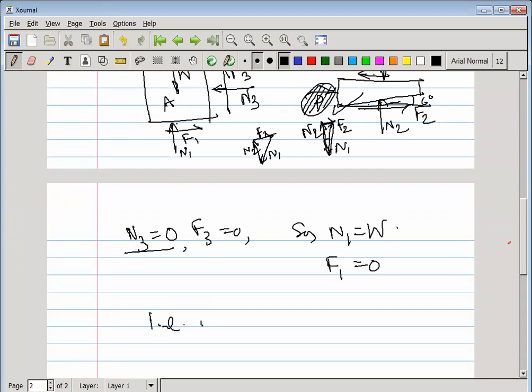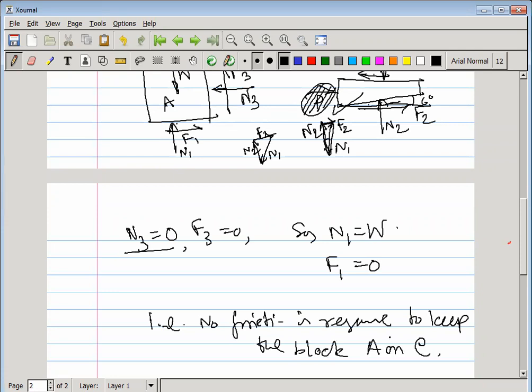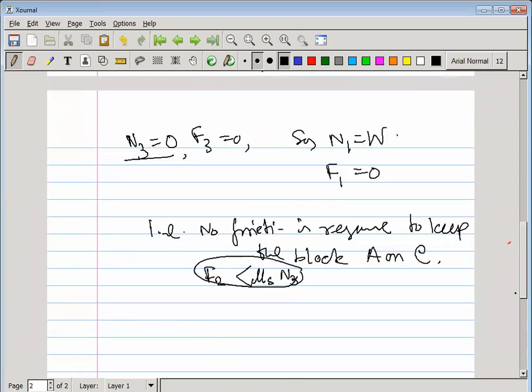That is, no friction is required to keep the block A on C. Okay, this is the A block and this is the C block. There is no requirement of any friction. It means F2 is less than the static friction. Okay, so this is the condition. Understand?